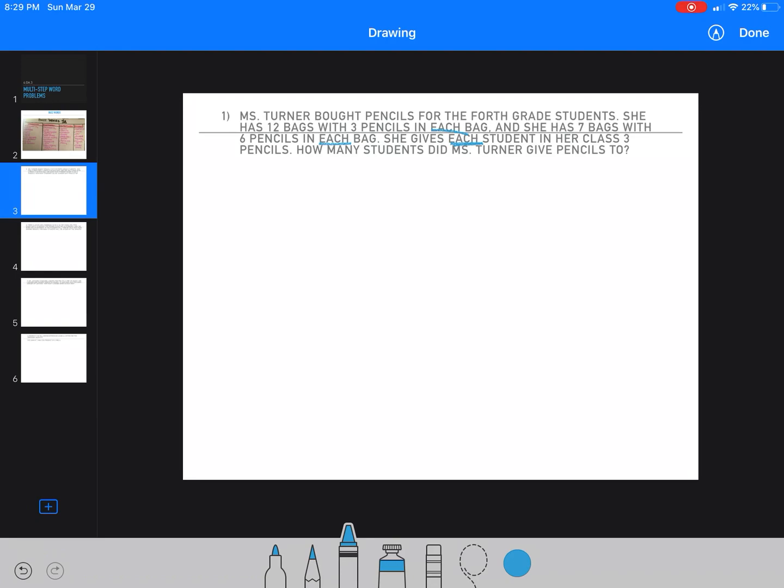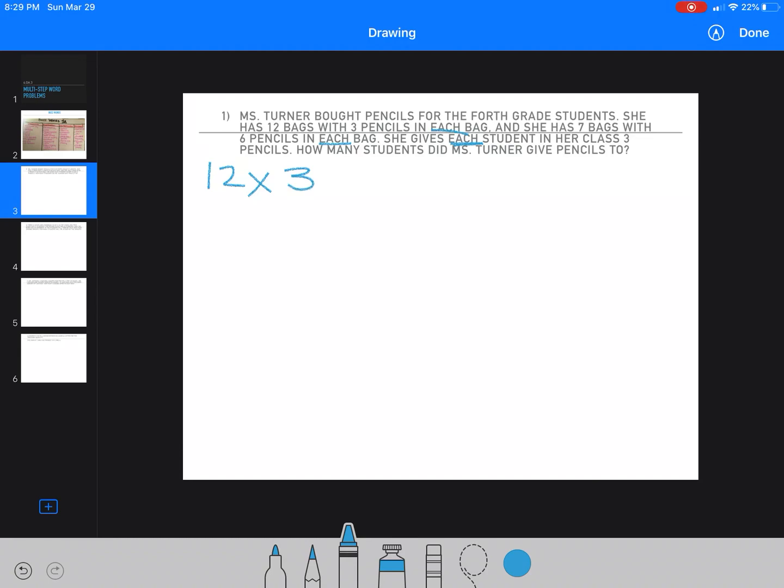So scholars, I know that we need to figure out how many pencils Miss Turner has altogether in order to figure out how many students Miss Turner is giving pencils to. In order to do that, I need to figure out what operation I'm going to need to perform in this first line. She has 12 bags with 3 pencils in each bag. That means that in each of those bags, there's 3 pencils. I need to figure out the total. So I know that I'm going to need to multiply 12 by 3.